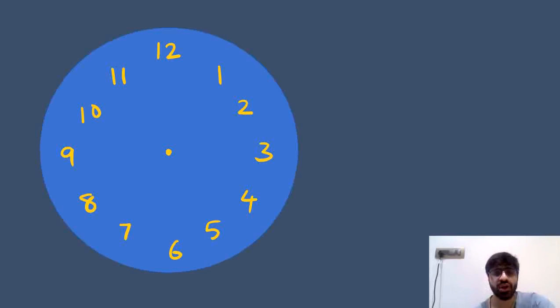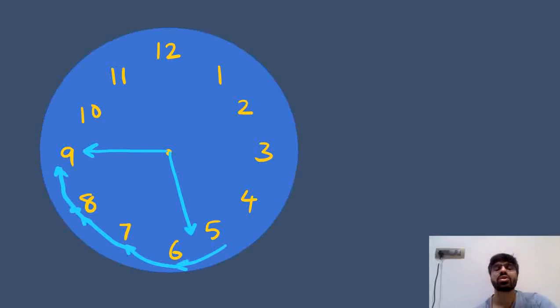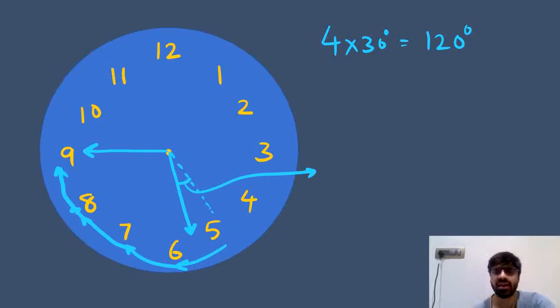So when the timing is 5:45, the hour hand will be somewhere between 5 and 6, and the minute hand will be at 9. Okay, so now from 5 to 6 it is 1, 2, 3 and 4 parts. So the angle between 5 and 6, that would be 4 into 30, and that is equal to 120 degrees. Now that is not the exact angle we wanted. We need to subtract this extra angle that we have calculated, and that extra angle will again be obtained in the same way like we have obtained it in the previous questions.